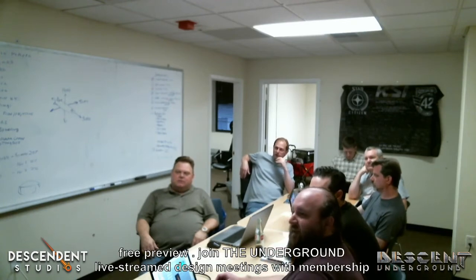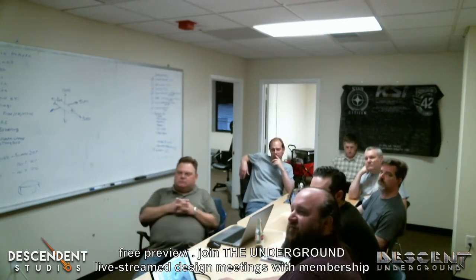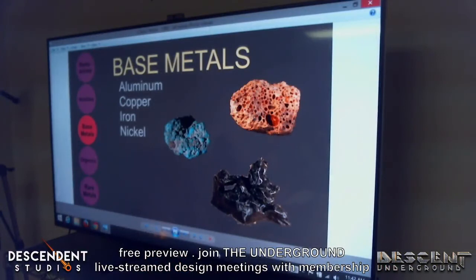Yeah. Cool. And so then we have base metals like aluminum, iron, that kind of stuff. And again, these are just ores. Very familiar again to people. So those are pretty straightforward. Iron and nickel are going to be incredibly common in asteroids. The others less so.